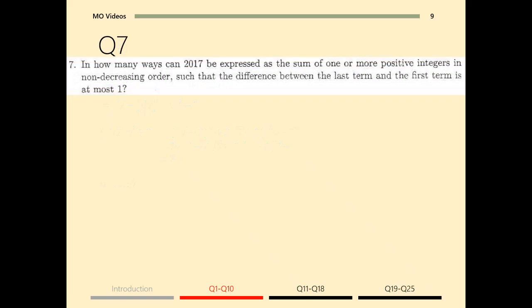Question 7. We want to split 2017 into a whole bunch of tiny parts, so that each individual part is either k or k plus 1. Now pause the video if you need to try out the question for yourself. Okay, so there are two possible cases. All of your tiny parts are k, or some are equal to k, and the rest k plus 1.